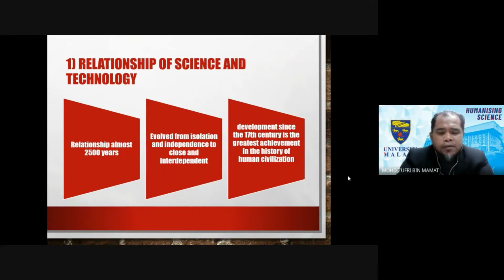We will start the discussion with the relationship of science and technology. The relationship between science and technology has existed for almost 2,500 years, and it has evolved from isolation and independence to a close, interdependent and mutually beneficial relationship. Technology basically existed long before the existence of modern technology.